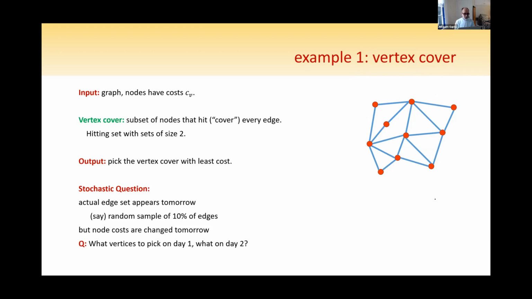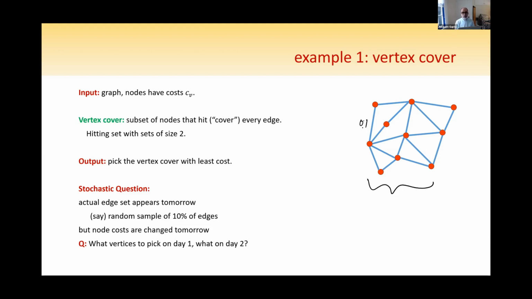The stochastic question is the following. I'll give you this graph. But the actual edges you need to cover are not known today. They'll appear tomorrow. Say there'll be a random sample of 10% of the edges. Let's say, just for simplicity, every edge will appear independently with probability 0.1. Or there might be some more sophisticated distribution of these things.